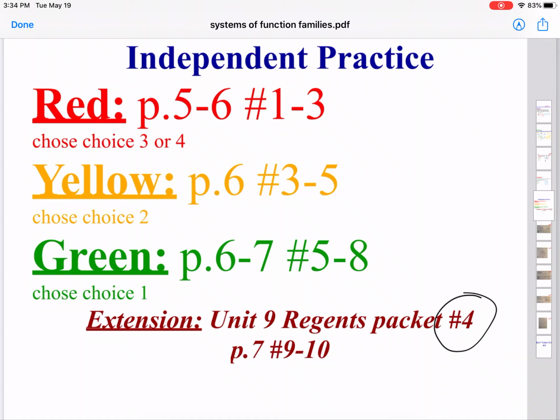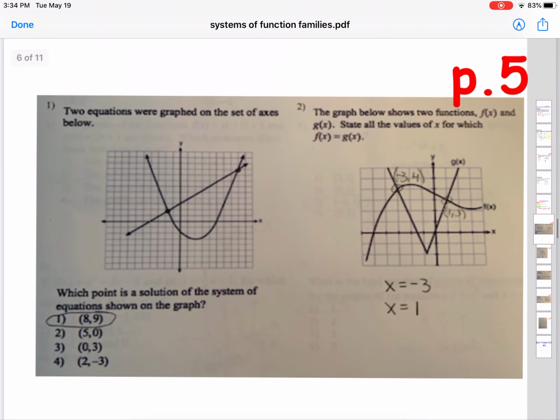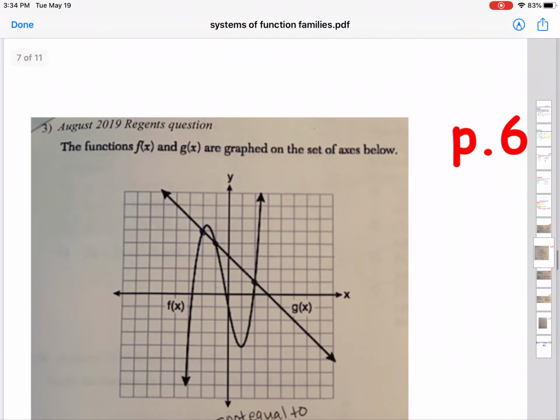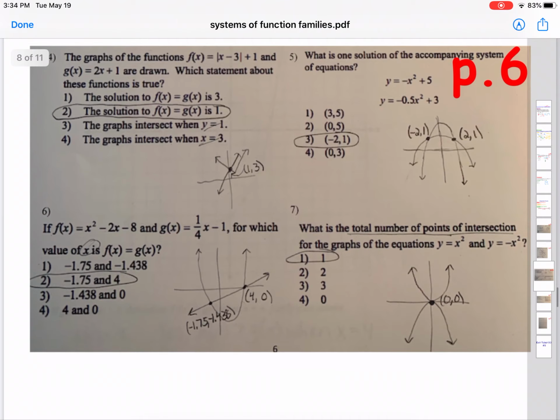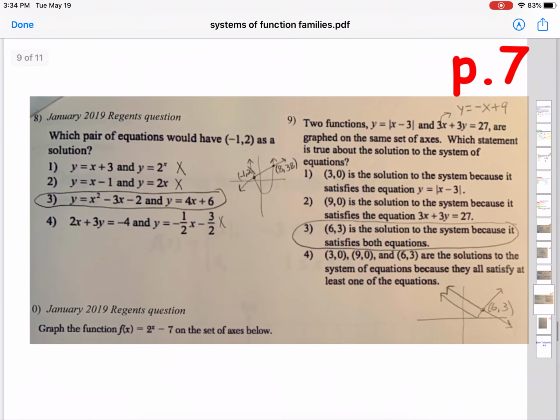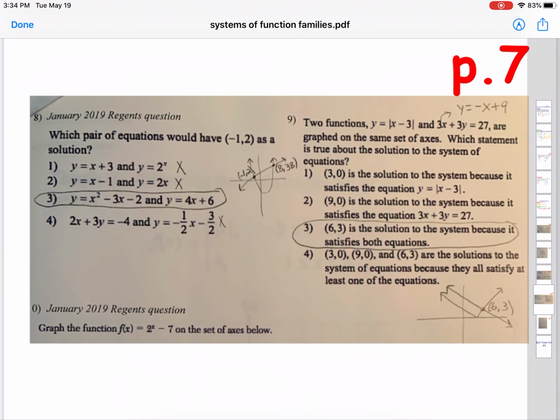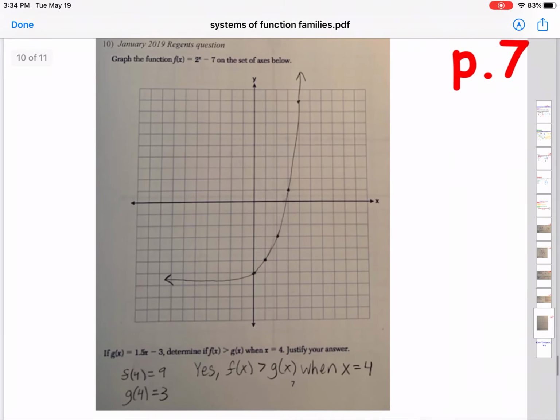Okay, checking our work for our independent practice. Feel free to pause the video to check your work. Here's numbers 1 and 2 on page 5. Here's number 3 on page 6. Here's numbers 4 through 7 on page 6. Here's numbers 8 and 9 on page 7. And finally, here's number 10, also on page 7.